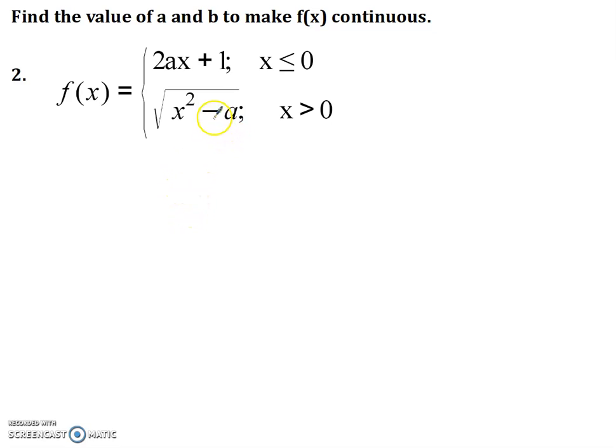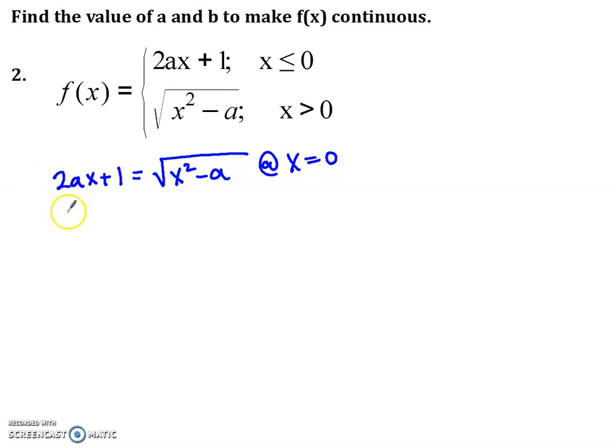So for this next one, where we could have discontinuity would be at 0. Okay. So I'm going to take the top equation, set it equal to the bottom equation, okay. And then it would have to be at x equals 0 for them to be continuous. So I'm going to plug in a 0 for all my x's.